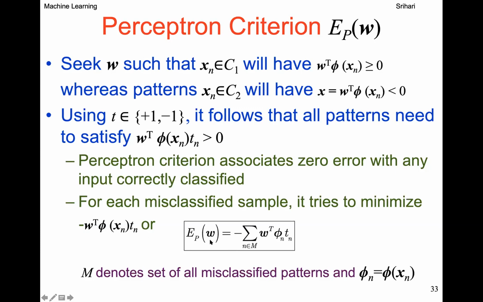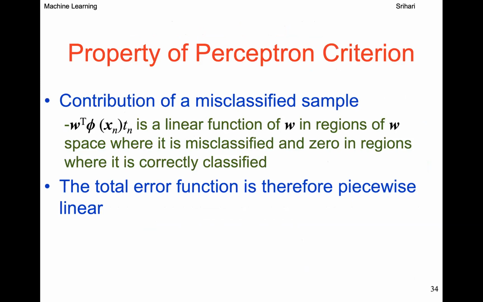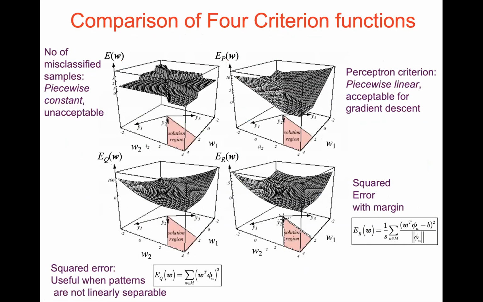So we can say the error function is minus w transpose phi n times t n. This t n is minus one or plus one. So the error function is stated in this way, which is a fairly obvious way. And the contribution of a misclassified sample is a linear function of w in the region of w space where it is misclassified, zero where it's correctly classified. So the total error function is piecewise linear. And this diagram shows this perceptron error function, E P, I suppose, yeah.